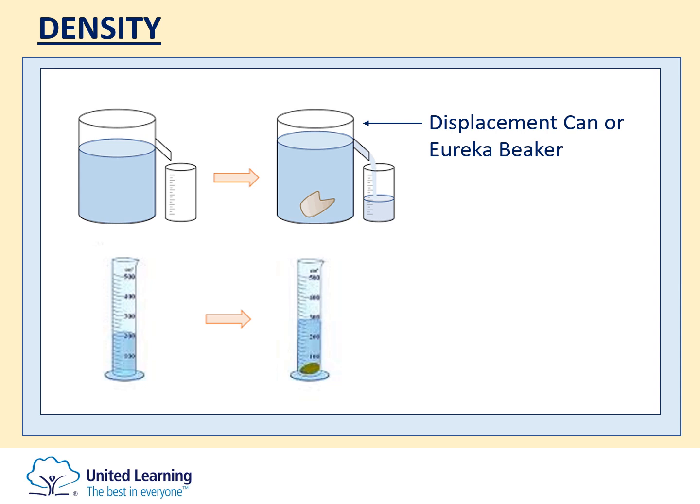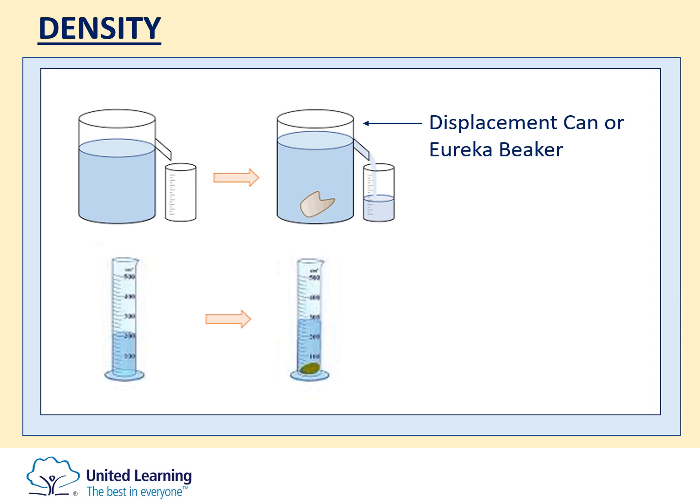For the irregular shaped object, you have to do the volume in a slightly different way, and there are two possibilities. For larger objects, you would use the displacement can, otherwise known as the Eureka beaker, as you can see in the diagram at the top. With this piece of apparatus, you fill the beaker up until the water starts to drip out of the spout. That way you know it's completely full. Make sure you then empty any containers you've got under there. You then place your object into the displacement can. It will displace a volume of water equal to its own volume.